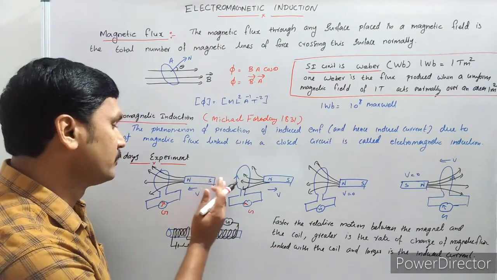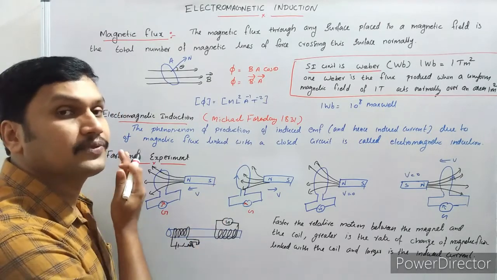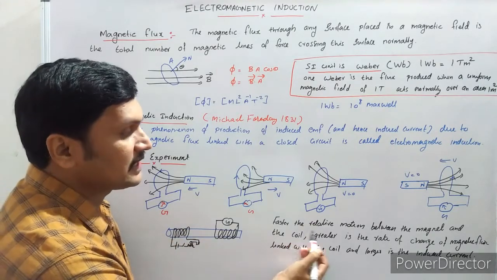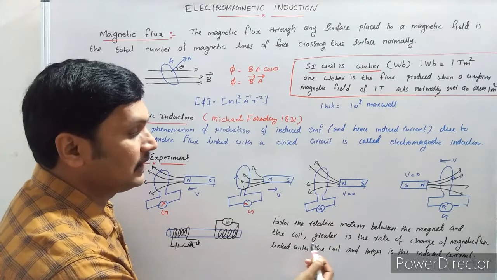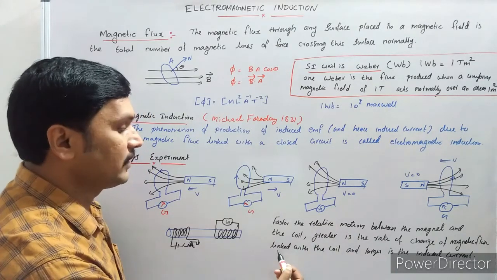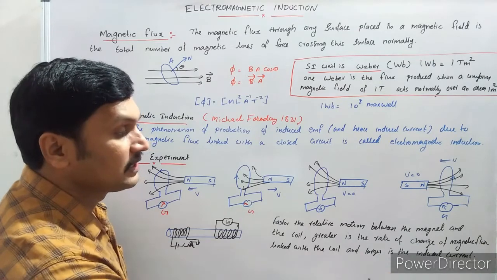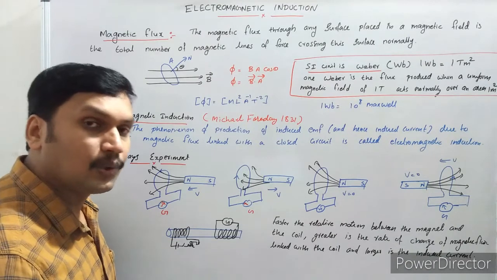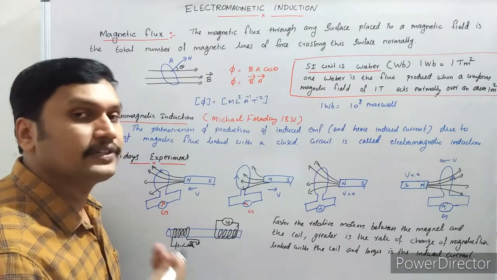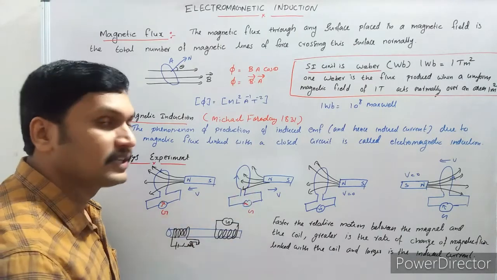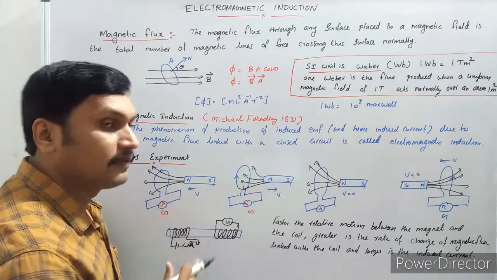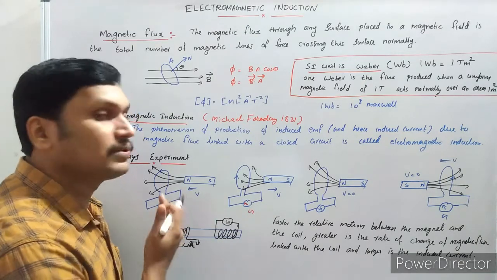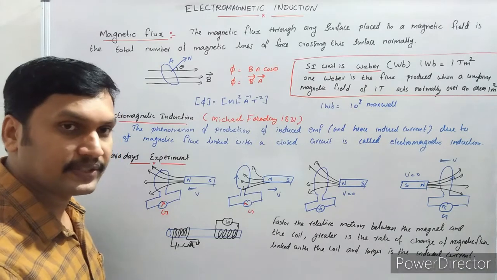If you are moving this magnet towards the coil very fast, the rate of flux also increases and more current is produced. So we can say the faster the relative motion between the magnet and the coil, the greater the rate of change of magnetic flux linked with the coil, and the larger the induced current. The magnitude of induced current depends on how fast the flux is changing, or the rate of change of flux. So in all these cases, if you are moving the magnet or coil very fast towards or away from the coil or magnet, the magnitude of current developed also increases.